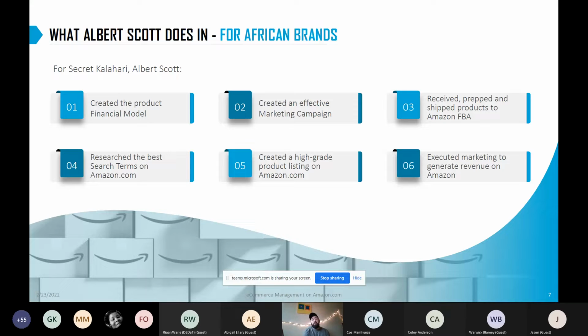The second step is, of course, you need an effective marketing campaign in order to know that when your product does get on Amazon, you're not just going to be sitting there, you're actually going to be selling. The third step is obviously receiving goods at an Albert Scott warehouse. We need to prepare those goods for Amazon. The goods are going to be received by an Albert Scott warehouse, prepared for Amazon, and shipped to Amazon. When a customer orders it, Amazon will ship it to the customer.